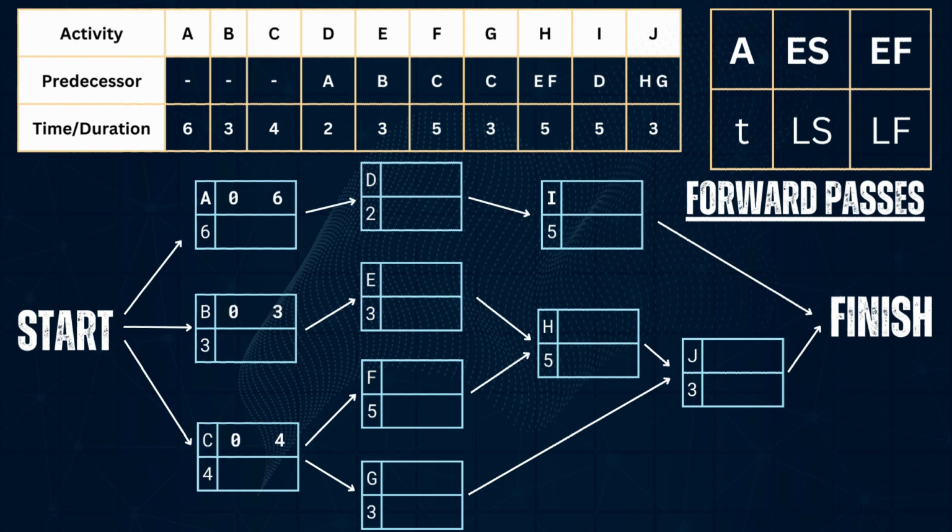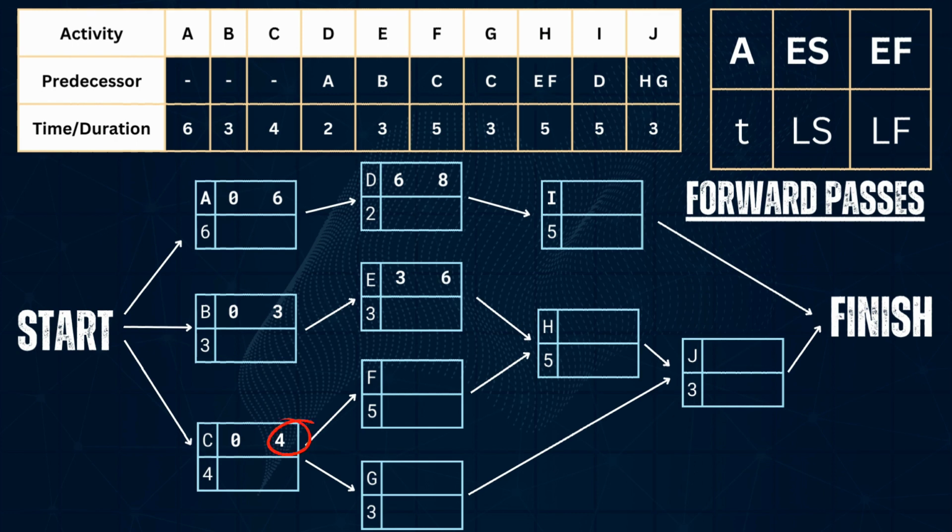And now, activity D needs activity A to be completed before it can start, so since the earliest finish of activity A is 6, the earliest start of activity D will be 6. And use again the formula to get the earliest finish. 6 plus 2 is equal to 8. And for activity E, since the earliest finish of its predecessor is 3, we're going to get 3 as our earliest start, and 3 plus 3 is equal to 6.